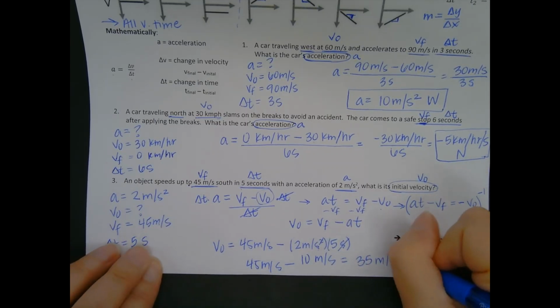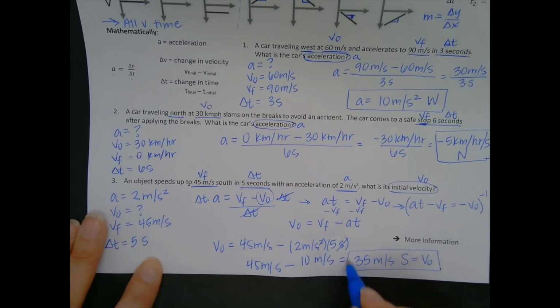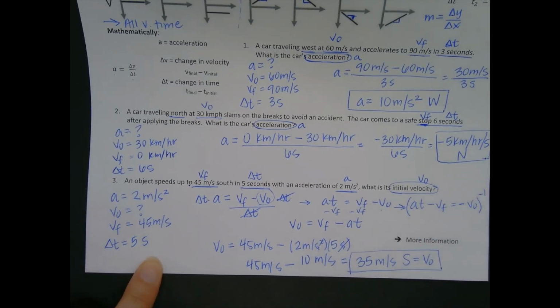And we're heading south, and that is my initial velocity. So this object was heading 35 meters per second south, and then it sped up in 5 seconds with an acceleration of 2 meters per second squared to then have a speed or a velocity of 45 meters per second.